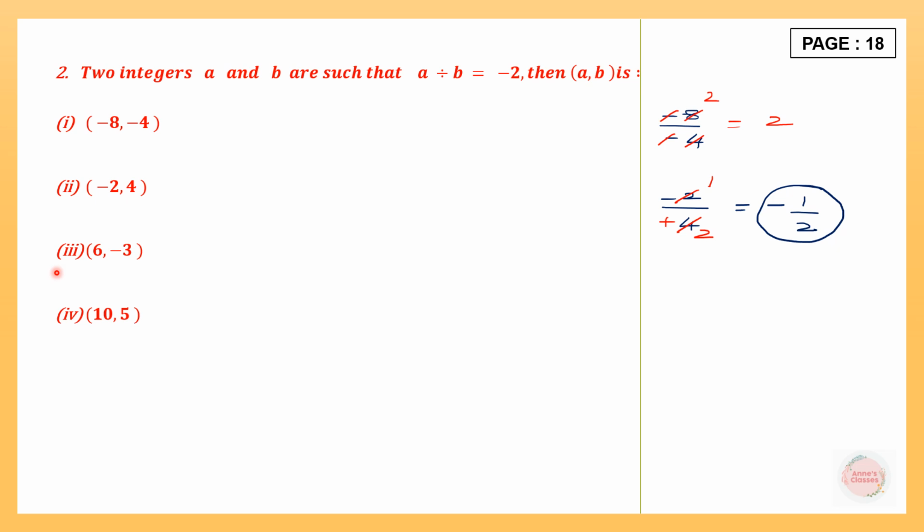Now let's take option 3. 6 divided by minus 3. This is plus, this is minus. When signs are different for multiplication and division, your answer will always be negative, minus. Now let's cancel 6 and 3. 3 ones are 3, 3 twos are 6. So we have 2. Our answer here is minus 2, and that is what we have to get. When you divide A by B, your answer should be minus 2. So option 3 is the correct answer, where A is 6 and B is minus 3. Option 3 is our answer.